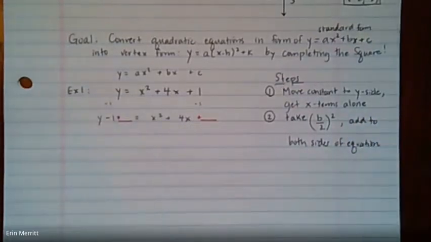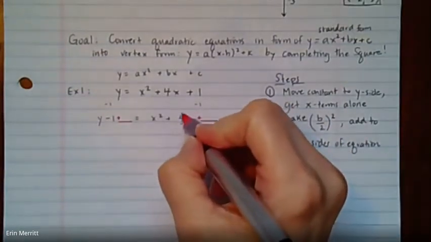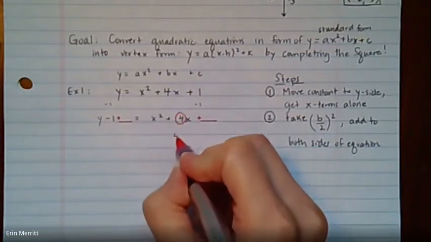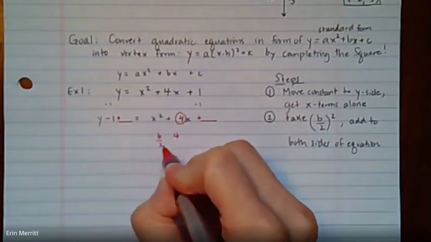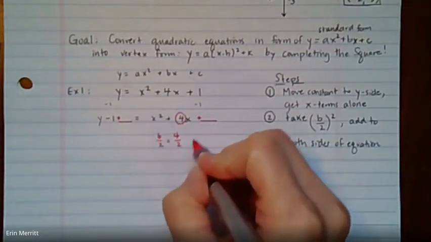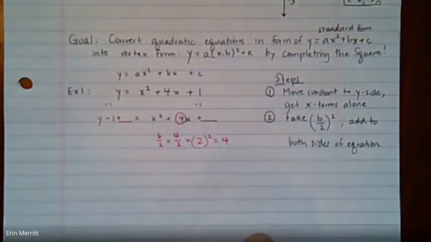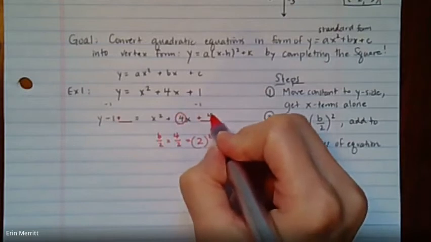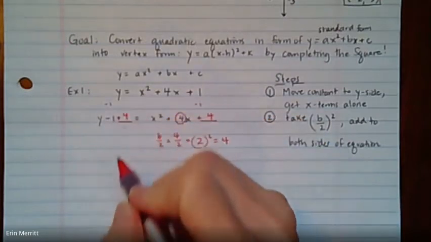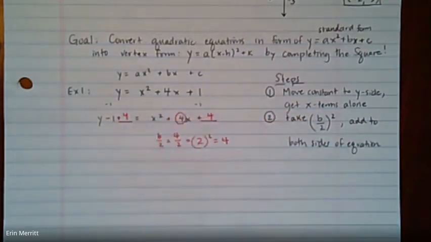Okay. So in this case, my b term, that's this guy, we're going to cut it in half. So that's this, which gives me 2, and then square it, which will give me 4. That's what I'm going to add in this blank spot here. And then to balance it, you add it to the other side. Because if I just add it to one side, now I'm changing the equation. If I add it to both, I'm keeping the equation balanced.